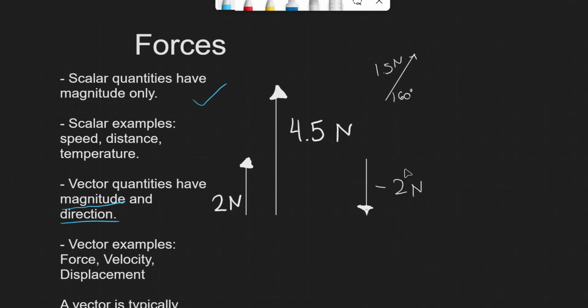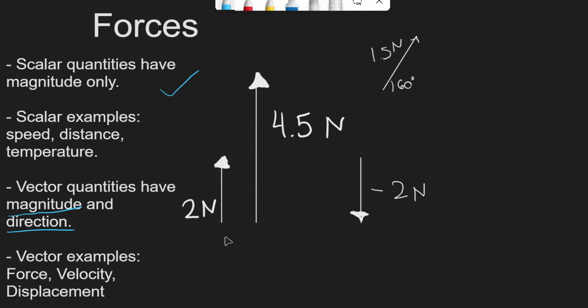And here are some examples of some arrows. We have a 2 Newton vector pointing upwards, and we also have a 4.5 Newton vector pointing upwards. The length of the arrow represents the magnitude, whereas the direction of the arrow represents the direction of the force. So for instance, if we're pushing something up, it will be pointing upwards. If we're pushing something down, it will be pointing downwards.